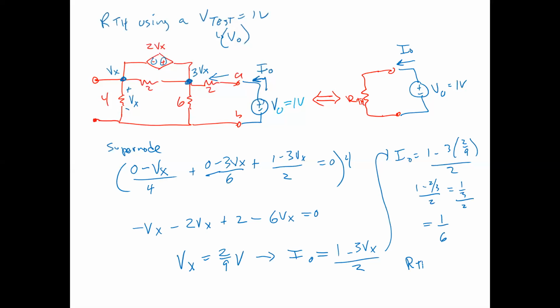So our Thevenin, once again, is just VO over IO. So that's 1 over 1/6, or 6 ohms. That's the R Thevenin of that circuit. So that circuit with the independent sources turned off looks like a 6 ohm resistor.